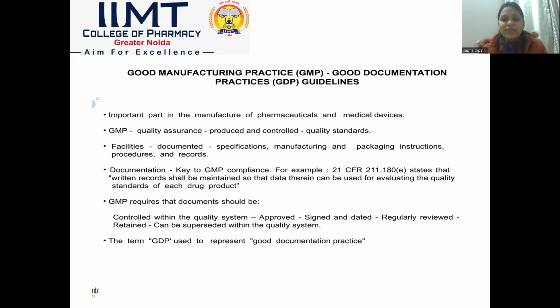For example, 21 CFR 211.180(e) states that written records shall be maintained so that data therein can be used for evaluating the quality standard of each drug product. GMP requires that documents should be controlled within the quality system, approved, signed and dated, regularly reviewed, retained, and can be suppressed within the quality system. The term GDP is used to represent good documentation practices.